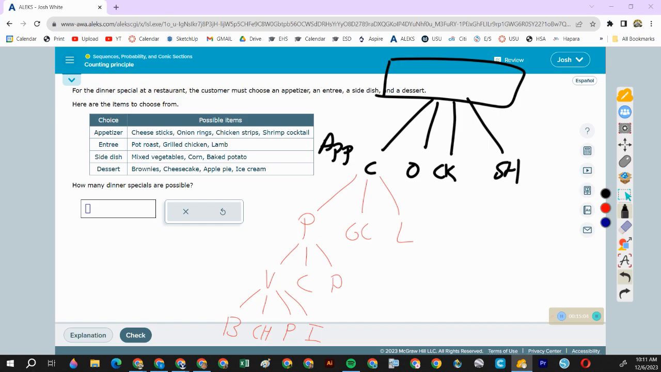Okay, so let's start with the appetizers. So we have 4 appetizers, right? How many ways can each appetizer be split?